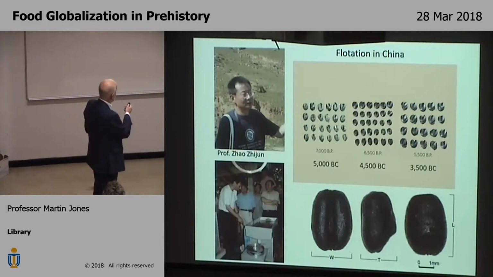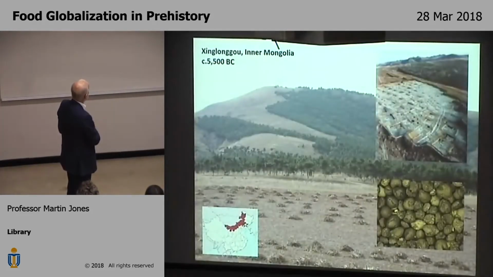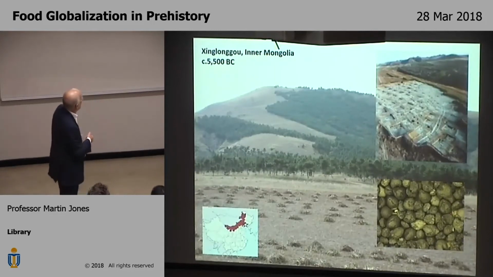And I want to show you where these millet grains come from, which is one of the sites that Zhao Jijun excavated, and that's Xinglonggou in Inner Mongolia. And there you see a Neolithic settlement. There's the location. And here's some of the Xinglonggou millet grains, large quantities of them. But the main reason I want to show you this slide is to show you a location in the landscape that's going to be very important in subsequent slides.